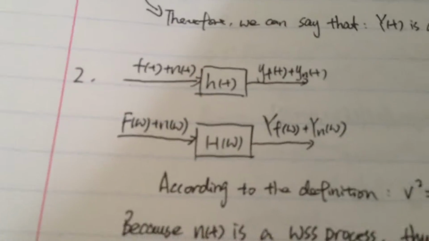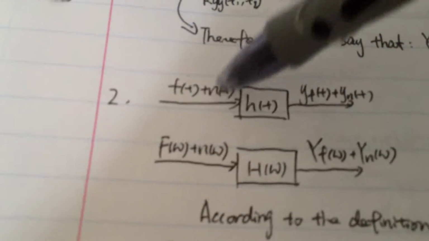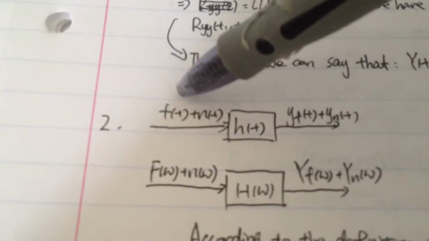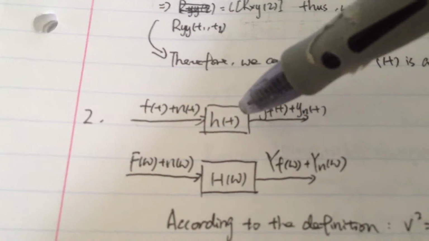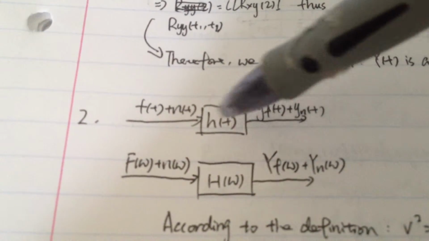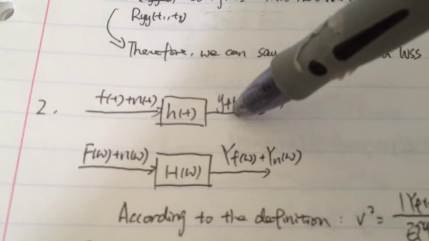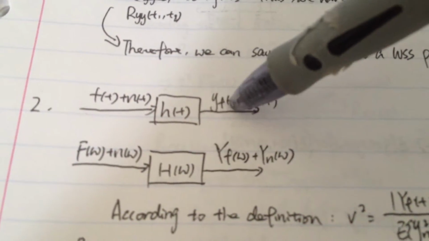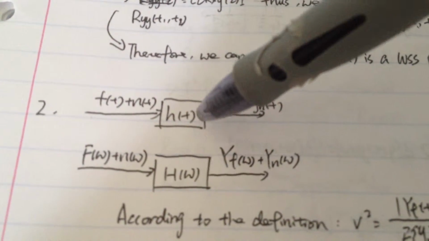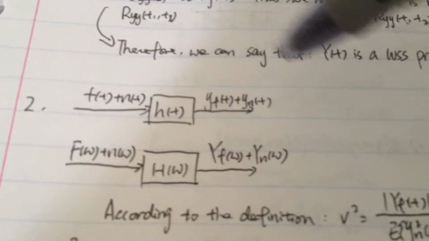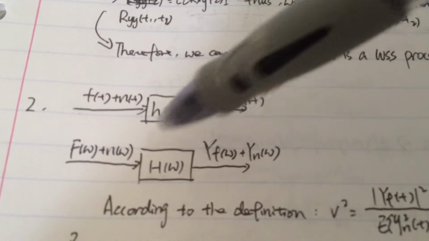Well, for the sake of questions, we first draw a diagram. The input is the signal and the noise, and it goes through a filter, and then we get the output. y_s(t) means the signal which goes through the filter, and y_n(t) means the noise which goes through the filter.